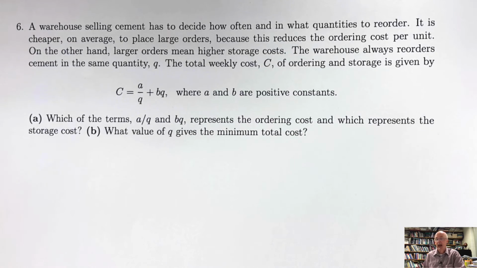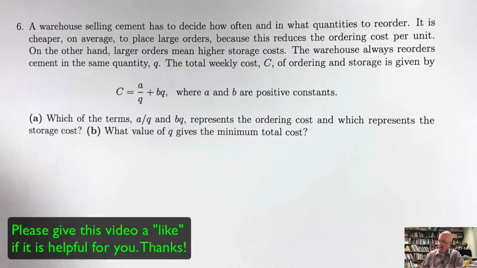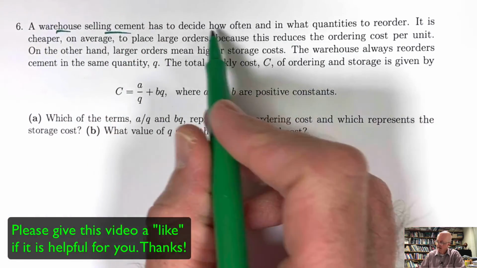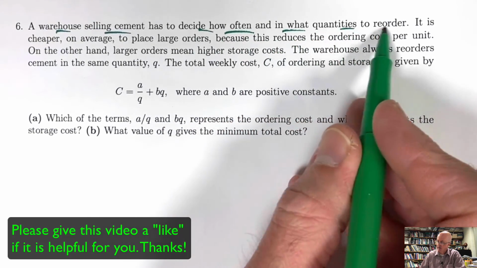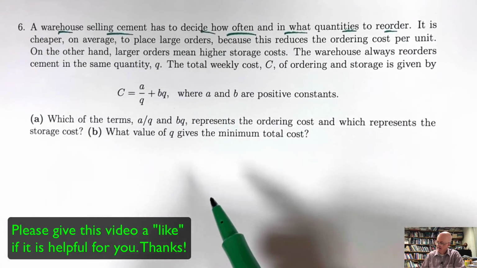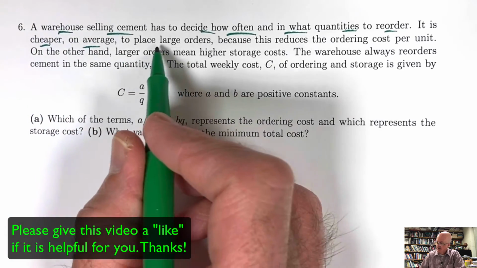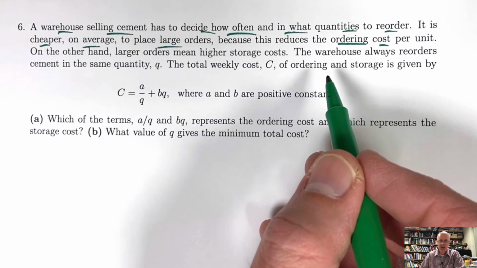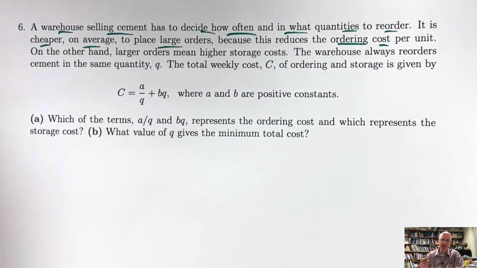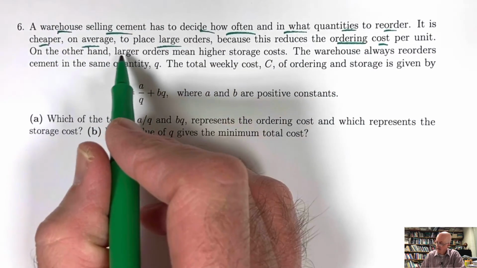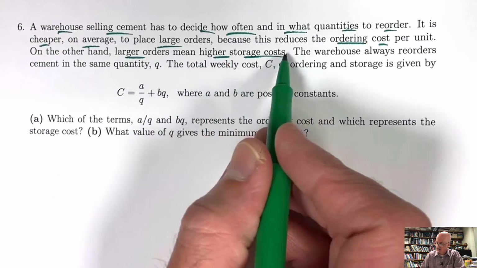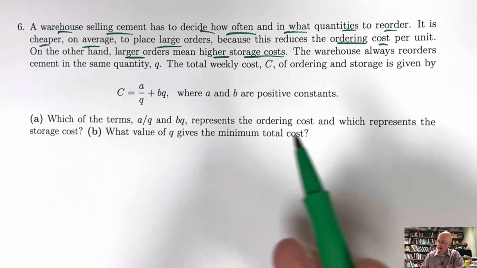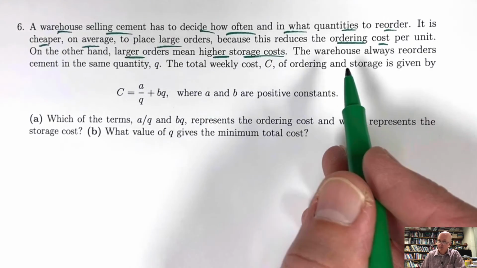Our last problem is an application about inventory. A warehouse selling cement has to decide how often and in what quantities to reorder its cement. It is cheaper on average to place large orders because this reduces the ordering cost per unit. If you make large orders, the company you're ordering from probably won't charge you as much per pound of cement or something. On the other hand, larger orders mean higher storage costs. Maybe you have to buy a bigger warehouse or make more room.